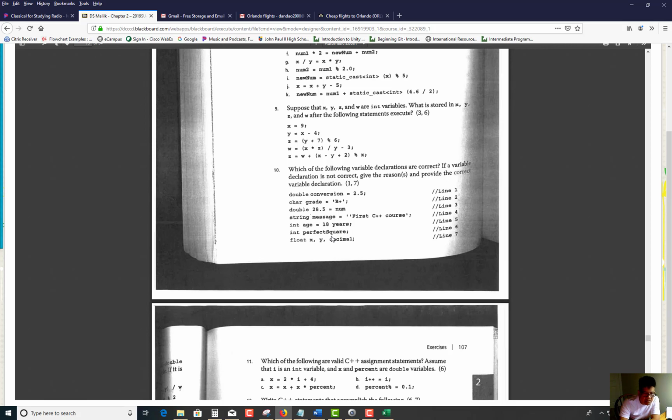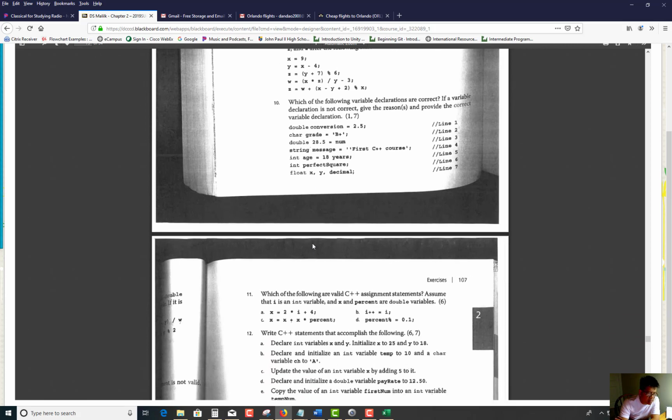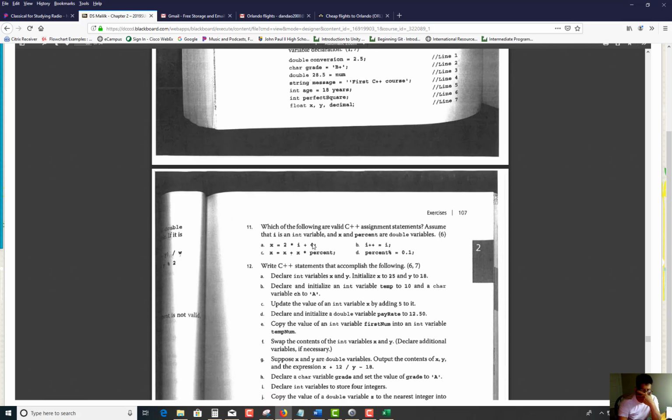Int perfect square. That's a good declaration right there. Look at this one, 7. Is that good? Yes, that's valid. X, Y, and decimal. Float is another data type of 4 bytes. So you basically have lines 1, 6, and 7 are correct. Everything else is incorrect. You see how I did that? All right, so let me check here.